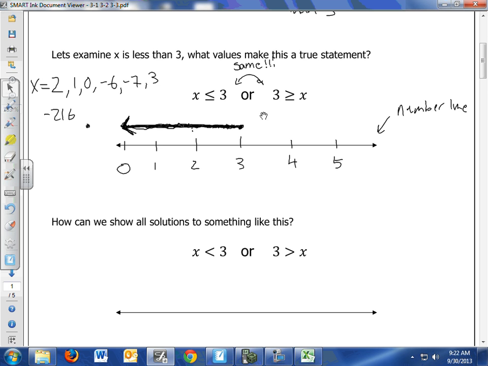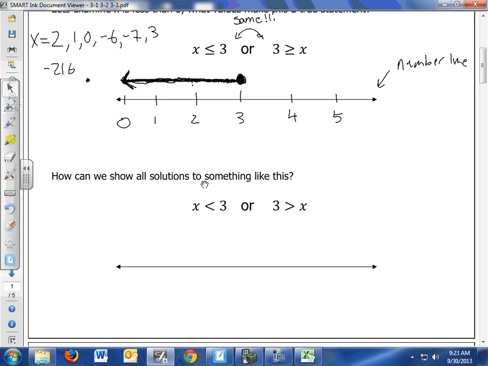Now, 3 is a possible solution, right? So we should have a big closed circle at 3 showing us that that is our last solution that we can have. Right there at 3. Cool? We have successfully showed all of my possible solutions to this inequality. Cool? All right. Well, how would it change if I had just x is less than 3?